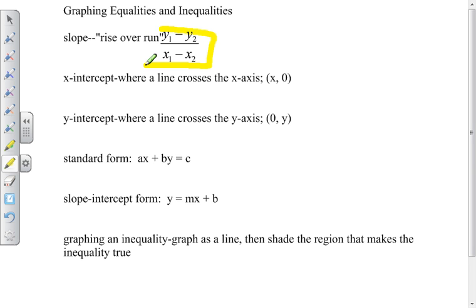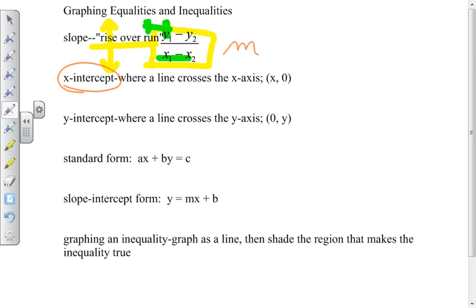We need to remember that slope is rise over run, and more than rise over run, it's a matter of subtracting your y's, because remember your y's are your rise, they go up or down on your axis. Your run are your left and right, which are your x's, and you subtract those values to find slope. And remember, slope is always an m.